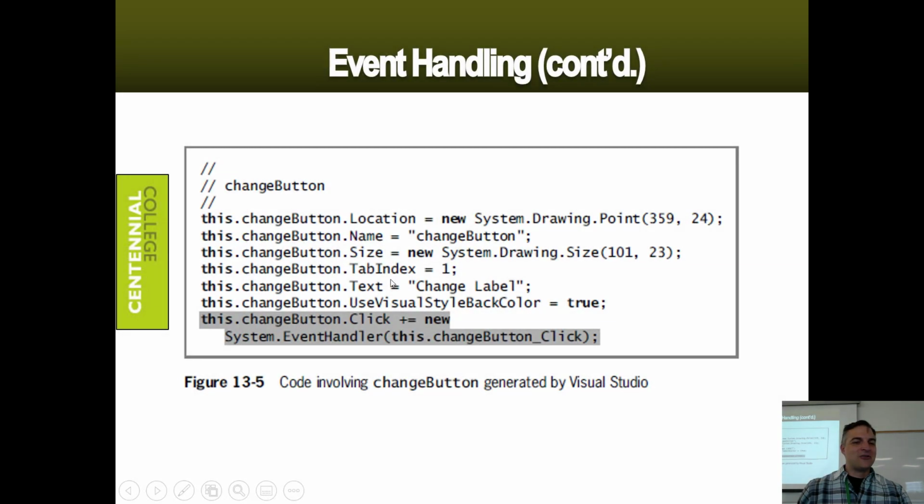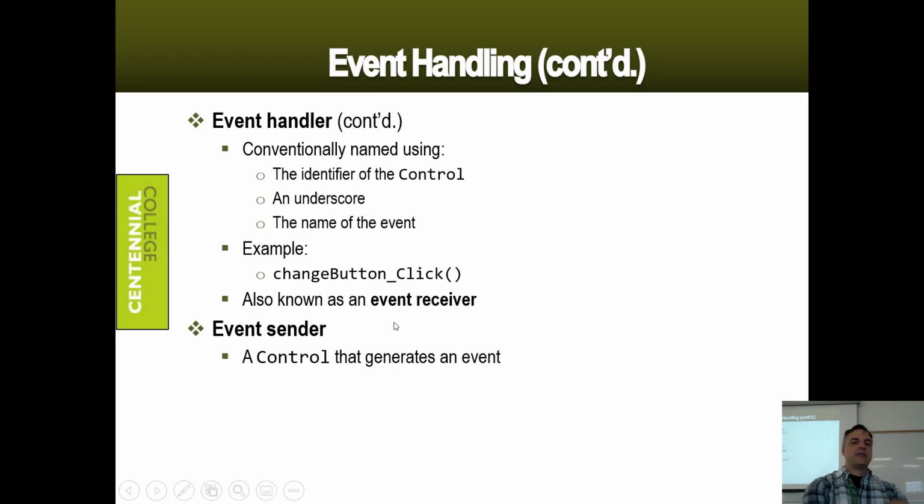Let's go back. So we've got this stuff going on here, and this is okay. But the biggest problem that we have is that we don't know what's happening in the background. So I have an event handler, and it's usually named after the control we're handling the event for, and the type of event. So for example, change button is the control, click is the event type: change button click. That's how we name it.